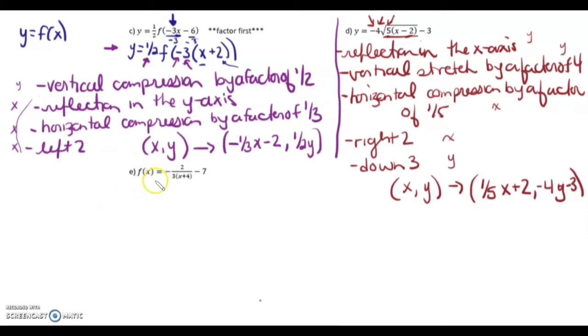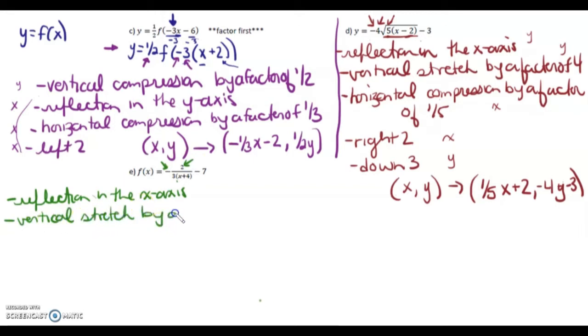Okay, last one. Let's go in order. So this is a rational function. So we're going to have a reflection in the x-axis. Okay, the 2 is a vertical stretch by a factor of 2.